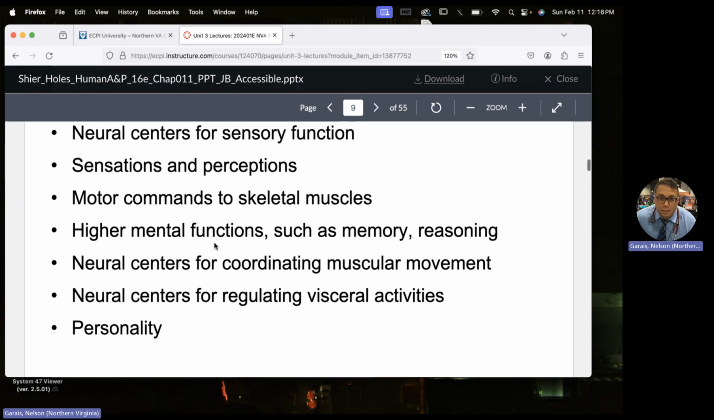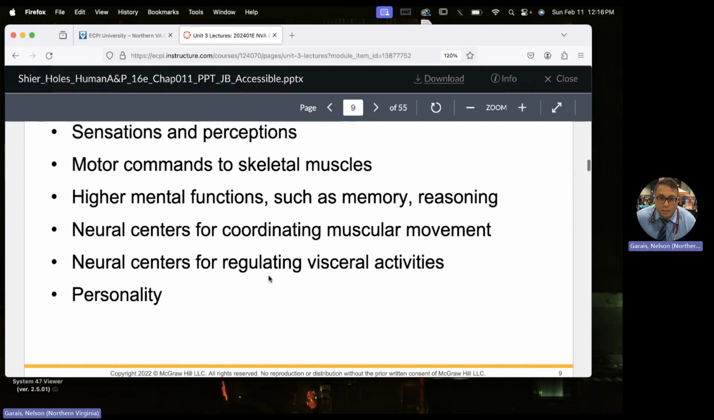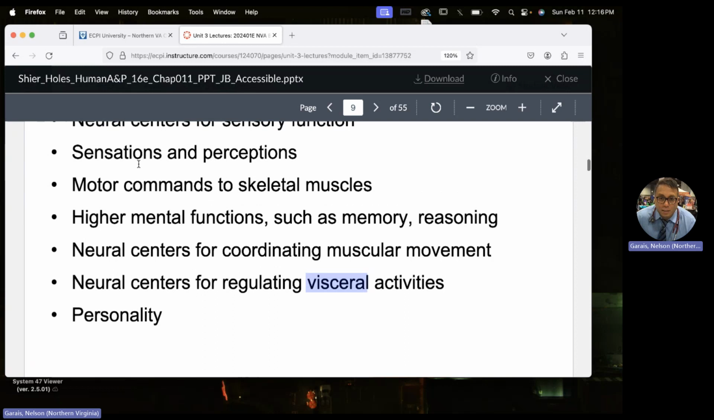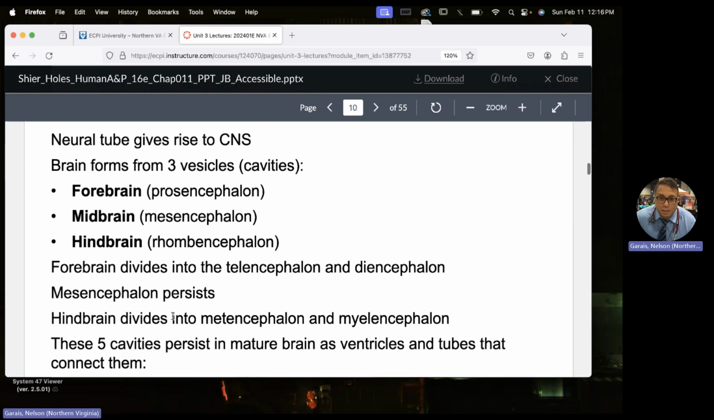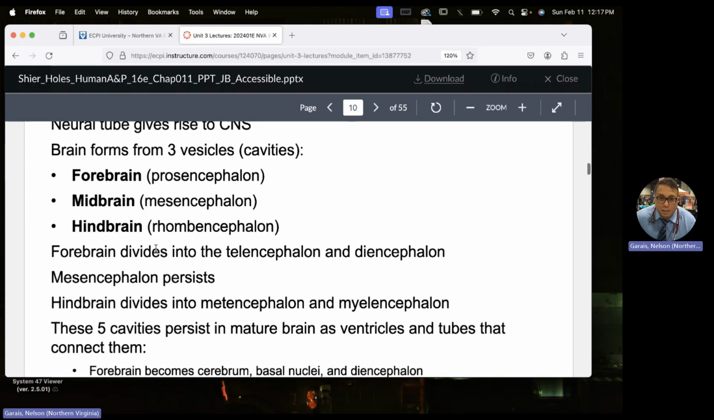Motor commands, sensory, coordination of both. And of course, coordination of your visceral stuff, so your GI, your gastrointestinal smooth muscle. And of course, all the perceptions, sensations, everything comes together as your personality, right? When you look at your personality, you've got to think about it. It's the way you sense things, the way you interpret things, your perception, and the way you act on them. That's your personality, right? Forebrain, midbrain, hindbrain. The cavities, nice to know.